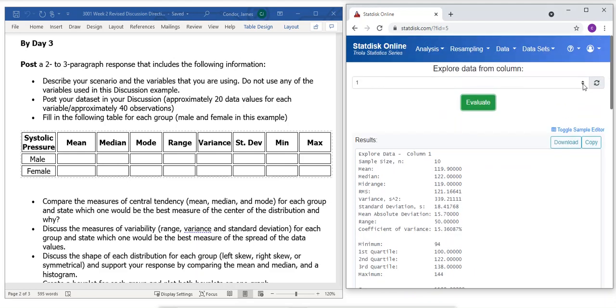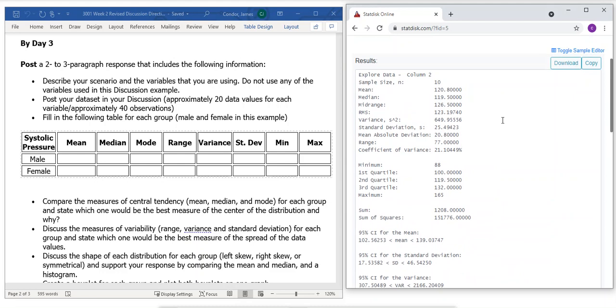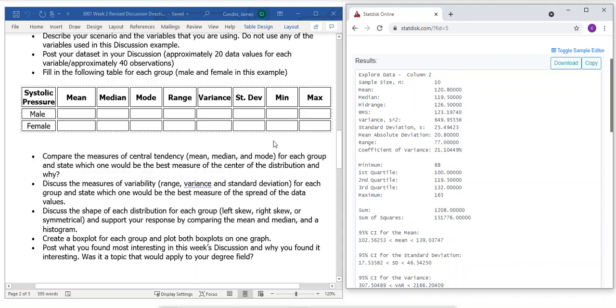And then we could go to 2 for the data, evaluate that. And now we got the same thing for the females. The mean is given, right? There's your mean, and the median, and the variance, standard deviation. So all that stuff's there. All right. And then you're to compare, again, the measures for each group, which one would be the best measure. So the mode we don't even have, so that one is out.